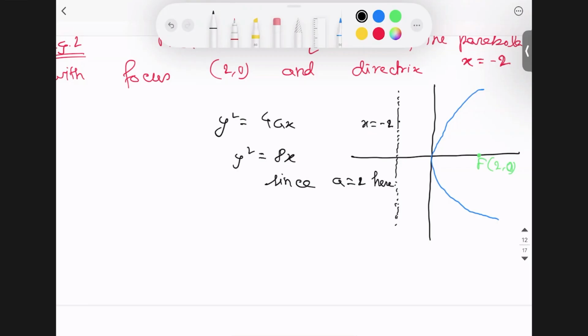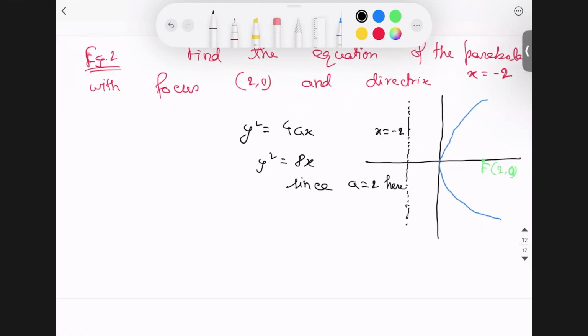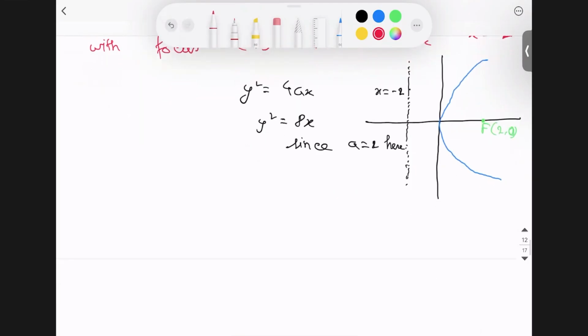But if you can recall the fact that this must be the equation, then you can just put the value of a and get the equation of the parabola easily. It's just this one. So let's go to example 3.